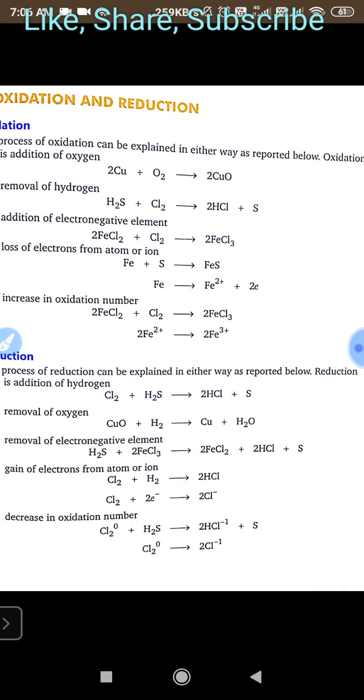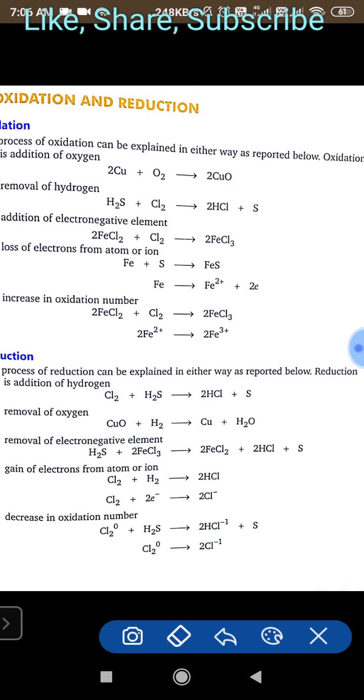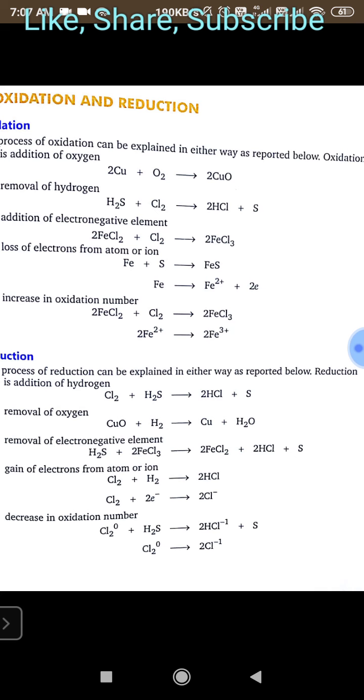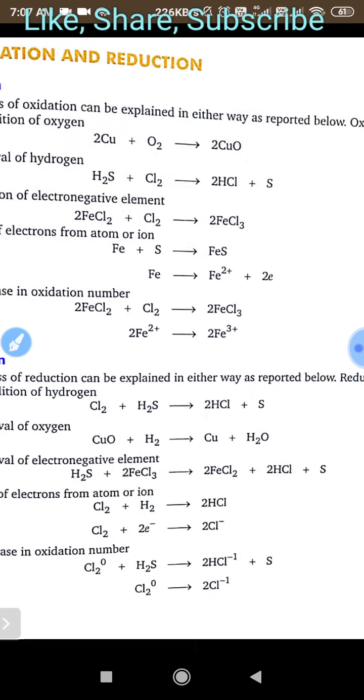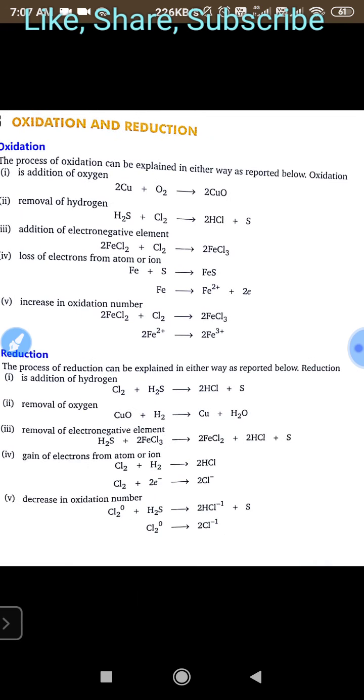Then removal of hydrogen. The second one is removal of hydrogen. You can see in this process, from hydrogen sulfide, chlorine just removed the hydrogen. The sulfur occurs in its elemental form, and the hydrogen is removed from here. So that's why it is known as the process of oxidation.